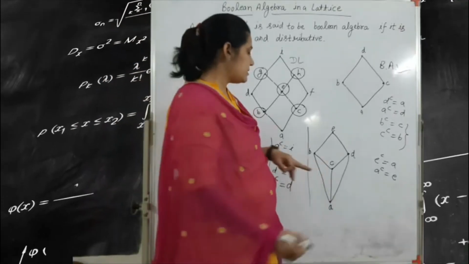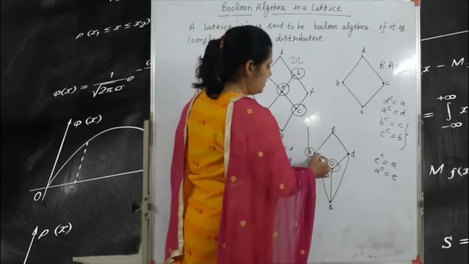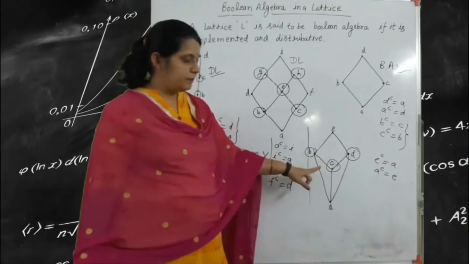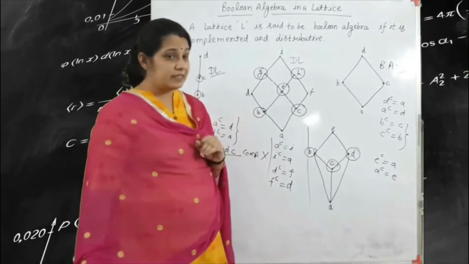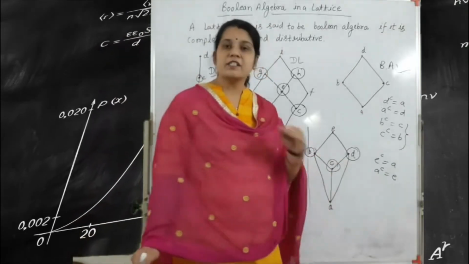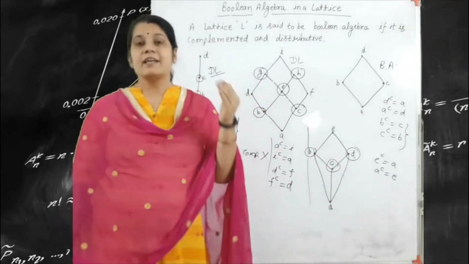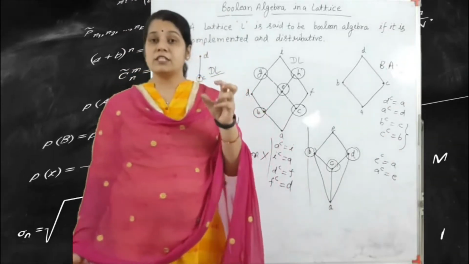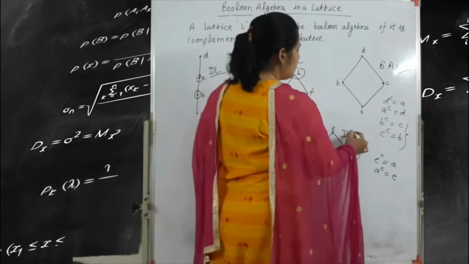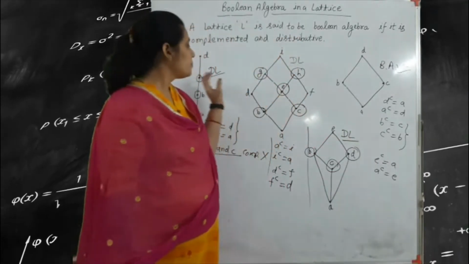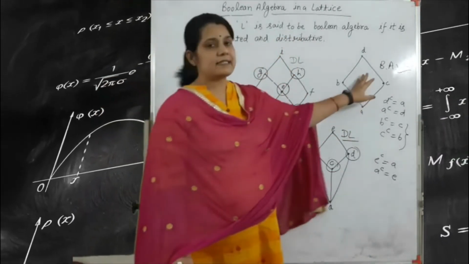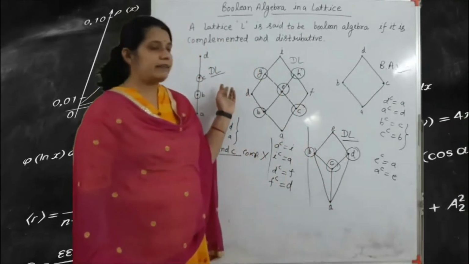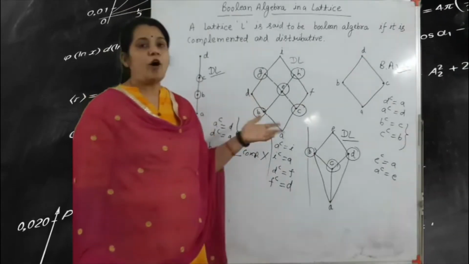So here C, B and D do not have any complement according to these three elements. That means either 1 or 0 complement is present in your diagram, then we can say that this is an example of the distributive lattice. That means this is a distributive lattice. That means according to all these examples, only one example is a Boolean algebra and other examples are either a distributive lattice or a complemented lattice.